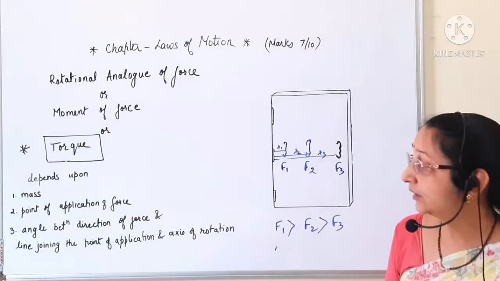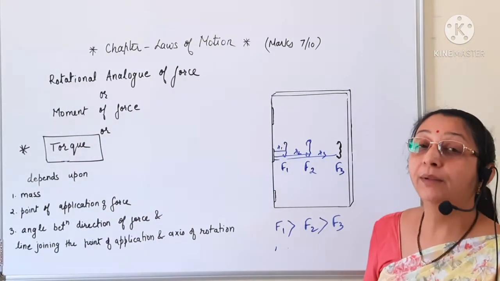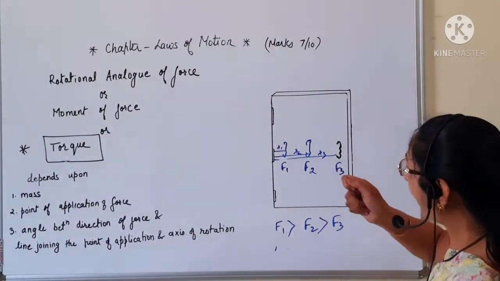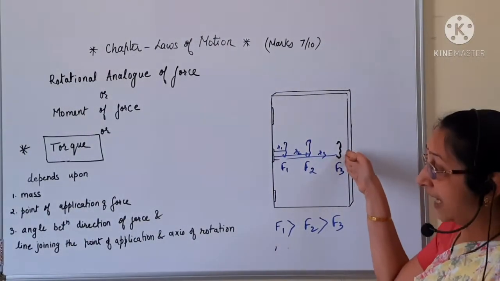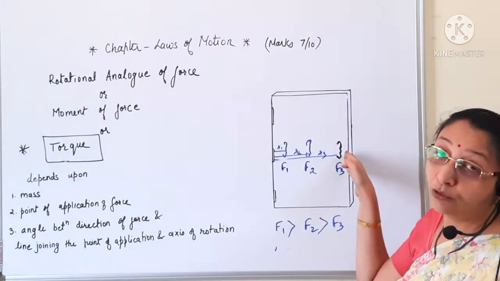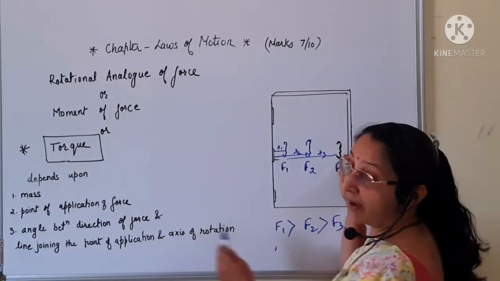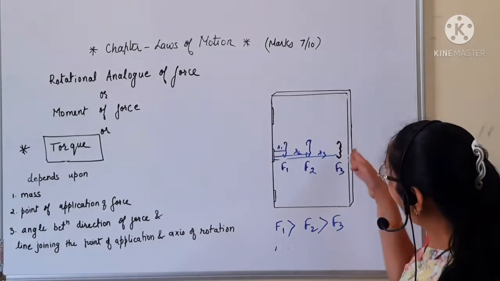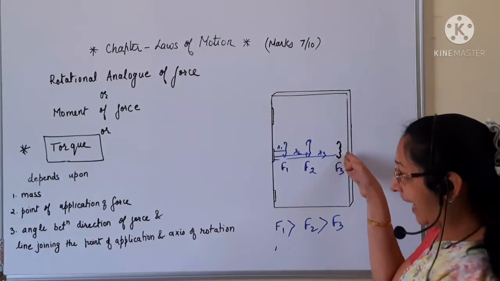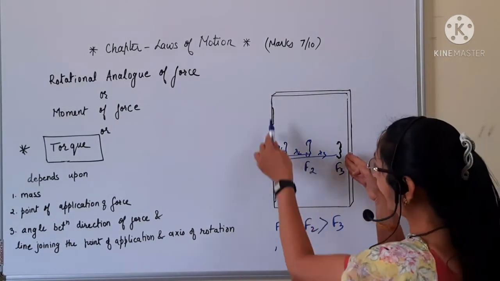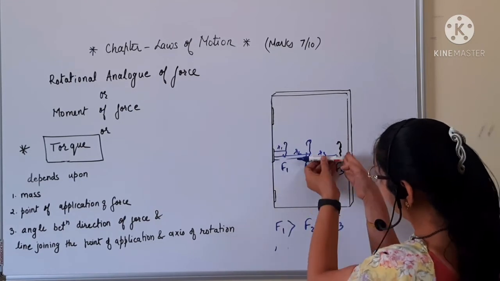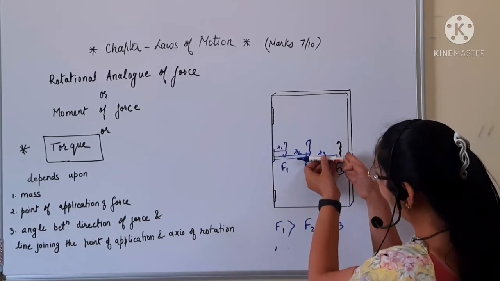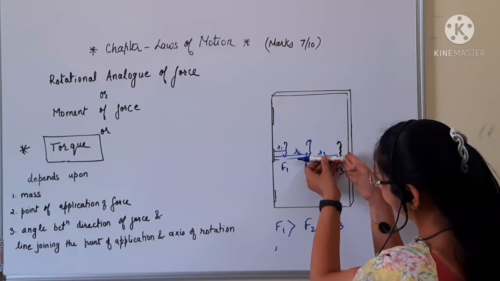So angle कोणता, कोणामधला angle between the direction of force. Force मी कुठे अप्लाय करते, असा अप्लाय करते. So angle between the direction of force and line joining. Line कुठे join होतोय, point of application. पॉइंट ऑफ ॲप्लिकेशन कुठे आहे, हा पॉइंट आहे, अँड द ॲक्सिस ऑफ रोटेशन. सो दिस इज द ॲक्सिस ऑफ रोटेशन, दिस इज द पॉइंट ऑफ ॲप्लिकेशन. सो लाईन जॉईनिंग द पॉइंट ऑफ ॲप्लिकेशन अँड द ॲक्सिस ऑफ रोटेशन.